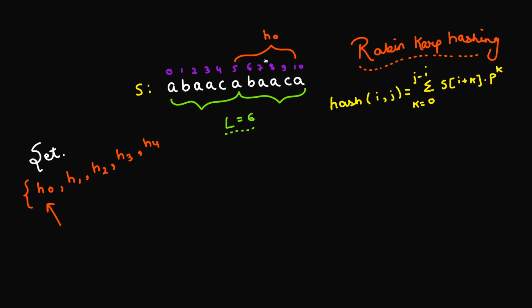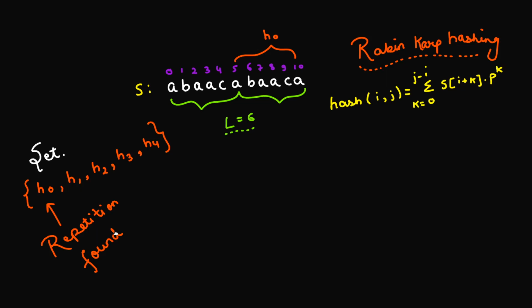And this is the moment where we can actually check whether a given substring repeats or not. So since the hash of this segment from index 5 to 10 is h0, which we already have in our set, that denotes that this substring actually is repeated. And this is the point where we can say that we have found a repetition.